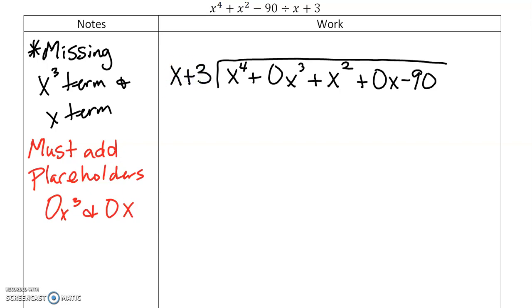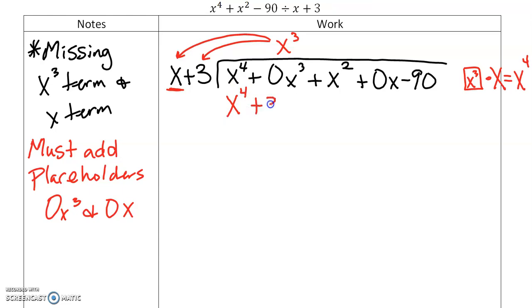Now our procedure is the exact same. We're only looking at our leading terms. What times x equals x to the fourth? What's going to go in that box there? Well, that would be my x cubed. I'm going to line up my x cubed, and now I've got to take that x cubed times my entire divisor. So x cubed times x gives me x to the fourth, and x cubed times 3 gives me a 3x cubed. And you can now see why we need that placeholder, because we are going to be having cube terms in this problem.